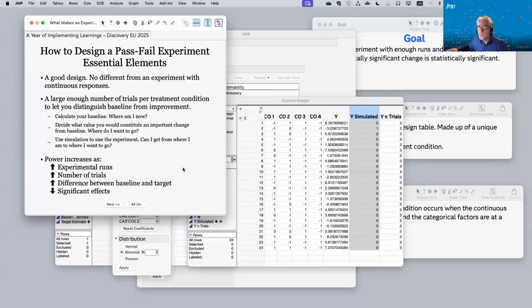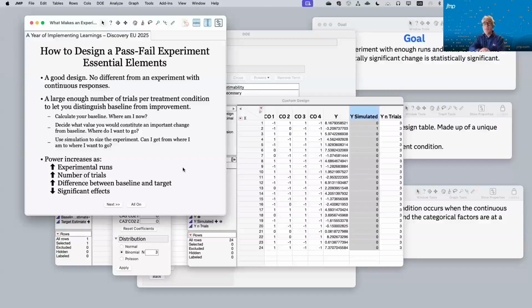All right, so let's recap. What things affect power? Obviously, the more experimental runs I have, my power goes up. The number of trials goes up, my power goes up. The difference between my baseline and where they start is going to affect my power. Obviously, the more separated they are, the easier they are to distinguish. And the closer they get to the ends, the easier they are to distinguish. And as my significant effects go down, my power goes up. All right, so those are the things that affect power.